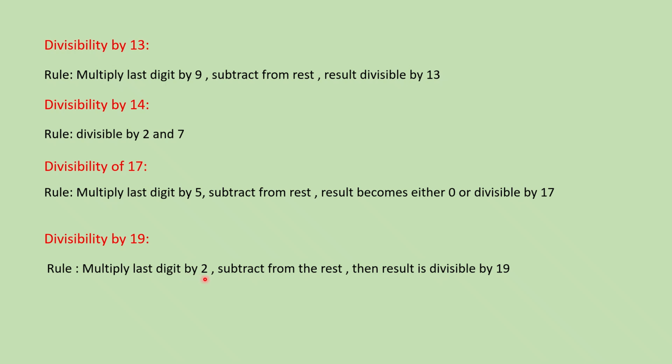Like 17, 13 and 7, multiply the last digit by 2 and subtract this answer from the rest of that number. Then the result should be divisible by 19. If that is divisible by 19, then the whole number is divisible by 19. I think you got all this.